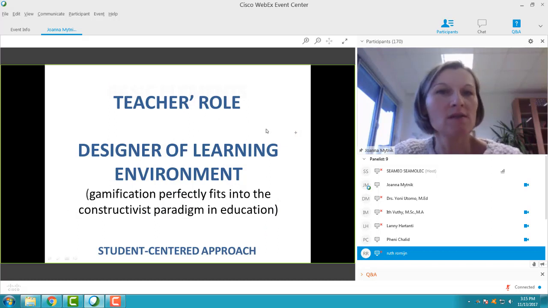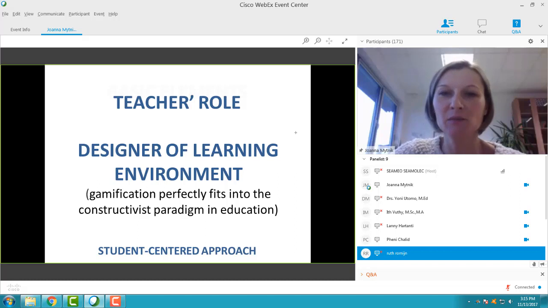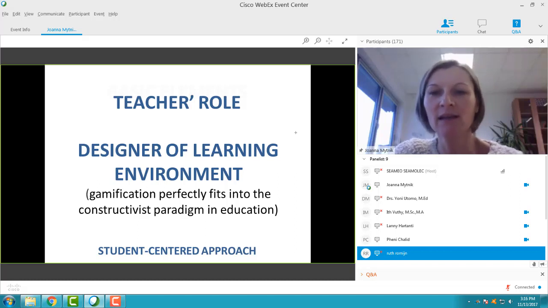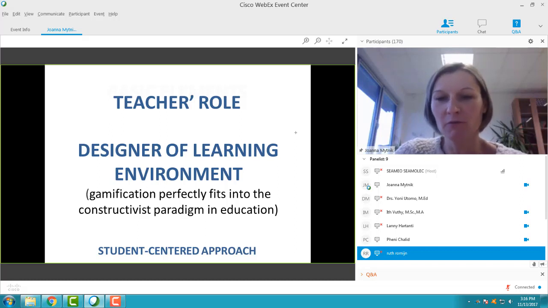We need to know what the teacher's role is. We, the teachers, are only designers of the learning environment. We are not playing, our students play, and we can design this environment of learning before the course is starting. This is a perfect tool for gamification. It's a perfect tool in the student-centered approach.